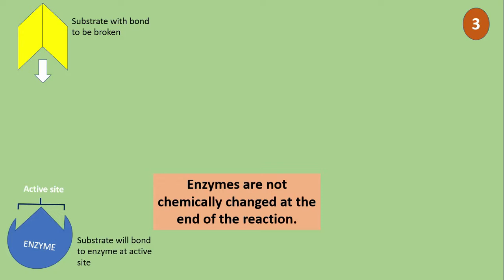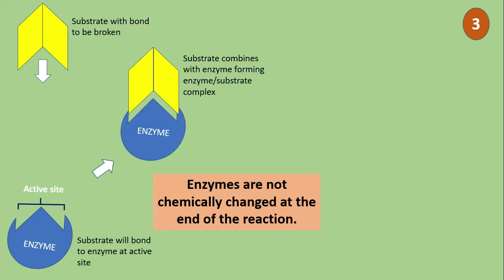a third property of enzymes, is that enzymes are not chemically changed at the end of a reaction. You'll remember our enzyme from our first slide looks pretty much like this with the active site, and it is acting on the substrate as seen on screen. So here we look at the enzyme combined with the substrate.